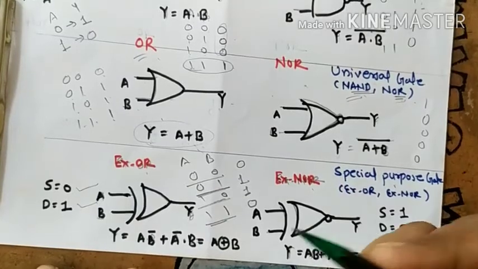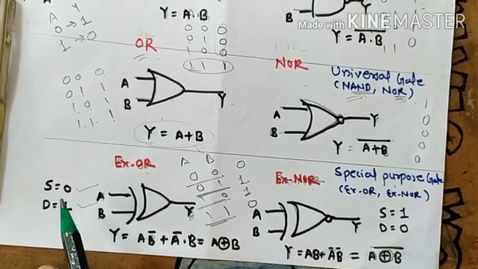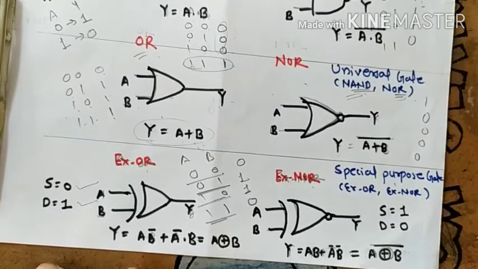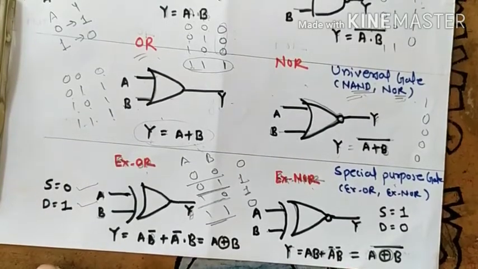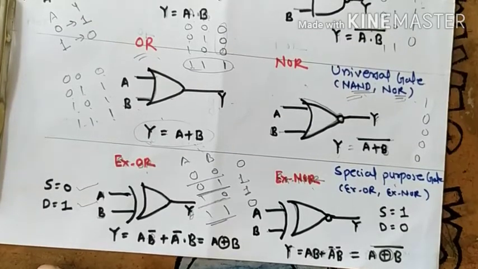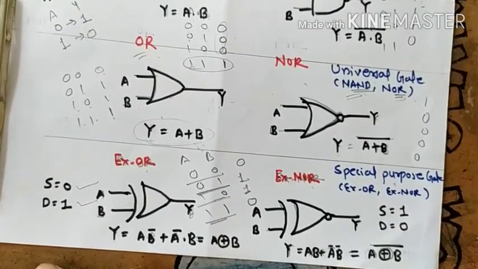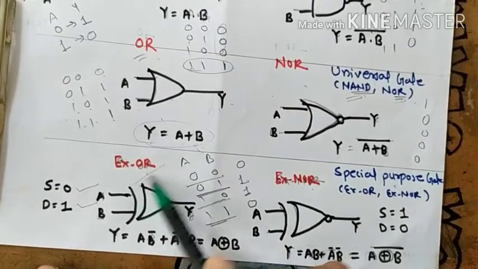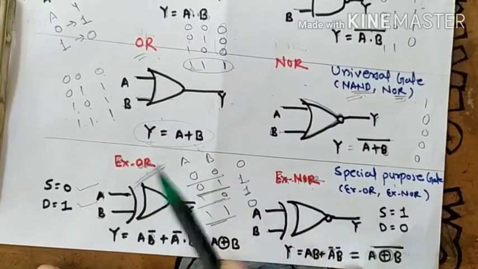Please try to understand. If the input is the same, meaning 1 and 1, it will be 0. If the input is 0 and 0, it is the same input, so the output will be 0. If the inputs are different, 1, 0 or 0, 1, then your output will be 1. This is the basic principle of the XOR gate.